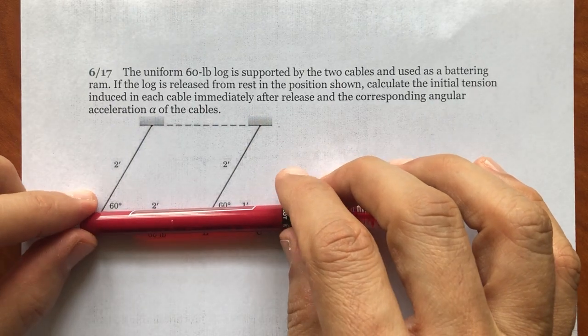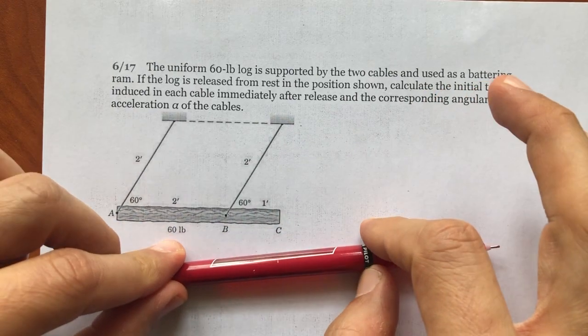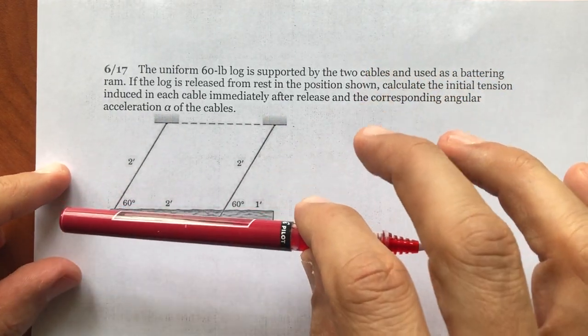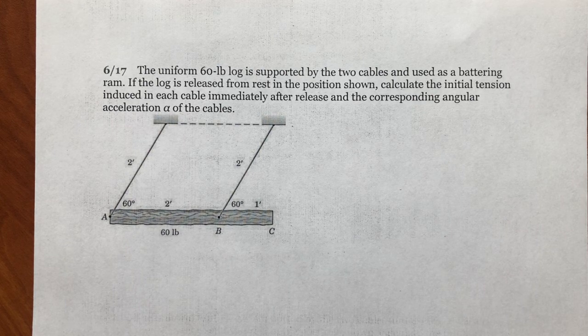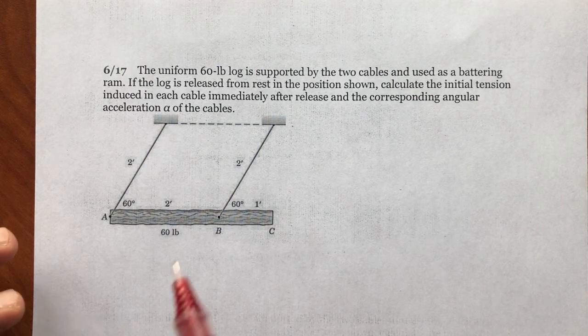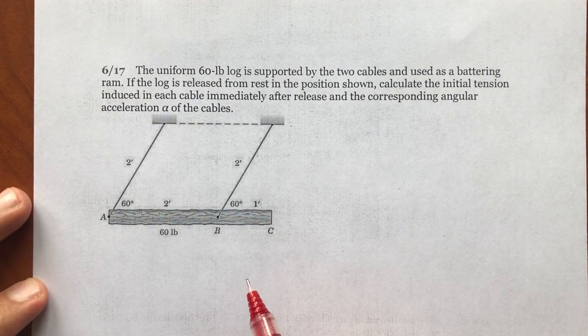Immediately after releasing means the velocity is still zero. If I release this, it's gonna go down like this, right? But at the beginning, right after releasing, there is no velocity. So you should keep that in mind. And the question is, what are the tensions in these two cables?